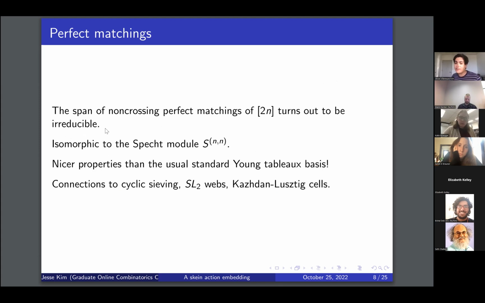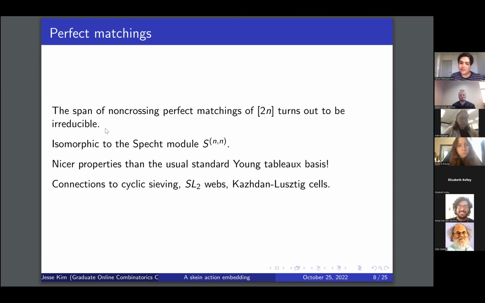And it turns out that that subspace is irreducible. It turns out to be isomorphic to the Specht module for a 2-row rectangle (n,n). And the Specht module (n,n) is one way of defining the irreducible representations for the symmetric group. The standard basis for this Specht module uses standard Young tableaux. But standard Young tableaux are not super nice in terms of, yeah, that's where I know it from, Stefan, but I don't know if it appeared earlier as well.